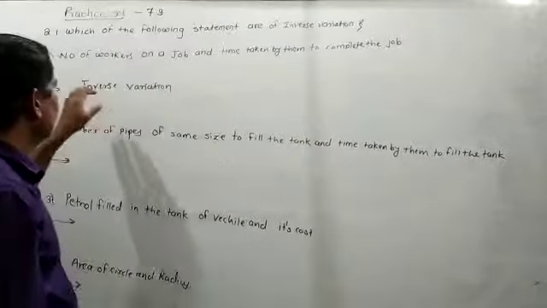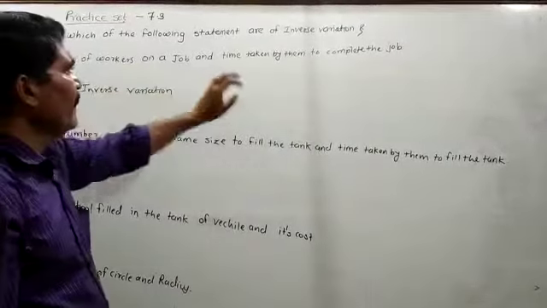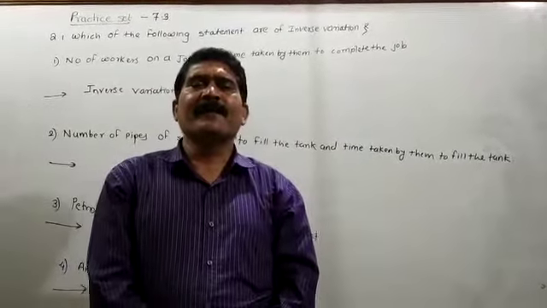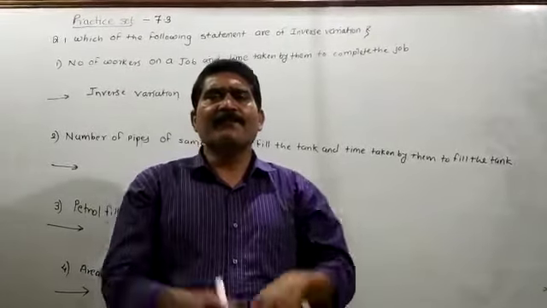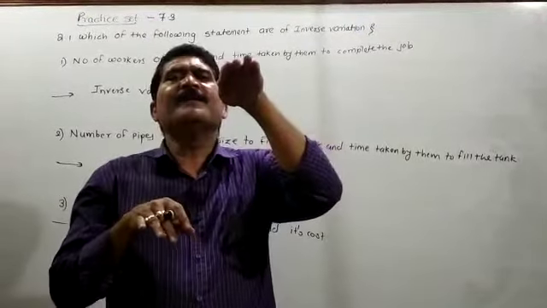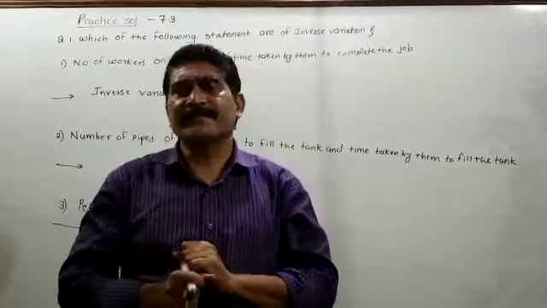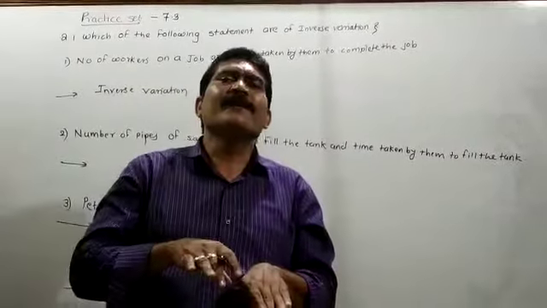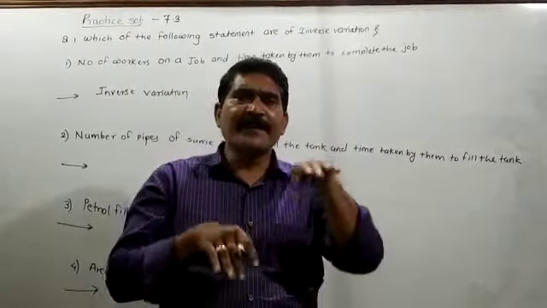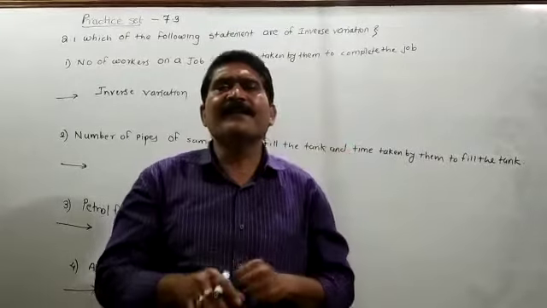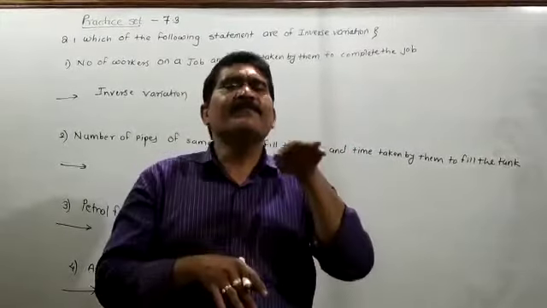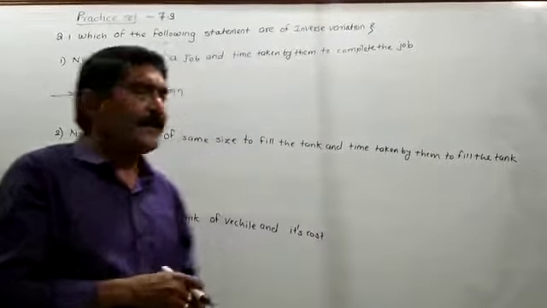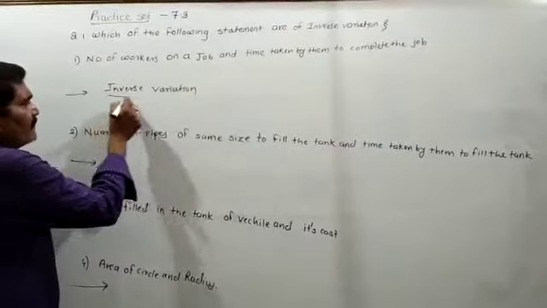The first example is given: the number of workers on a job and the time taken to complete the job. If the number of workers is more, the time taken to complete the job is less. And if the number of workers is less, the time required to complete the job is more. When one quantity increases, the other decreases, and when one decreases, the other increases. If there is such a relation, you have to say that this variation is called inverse variation.